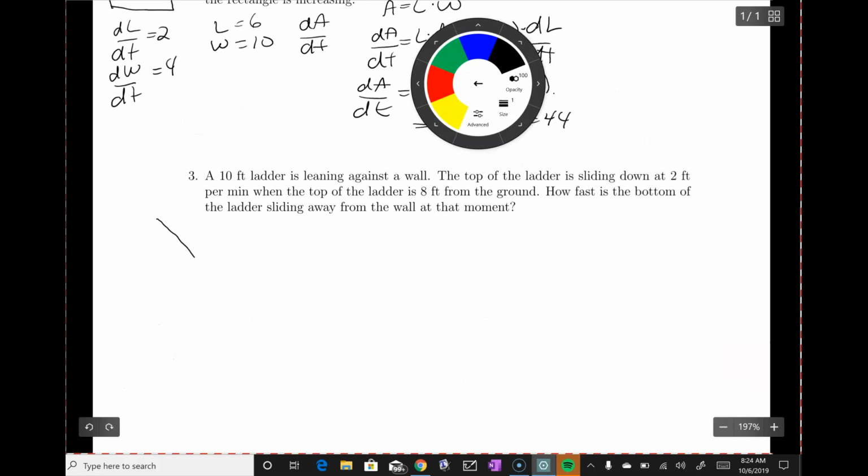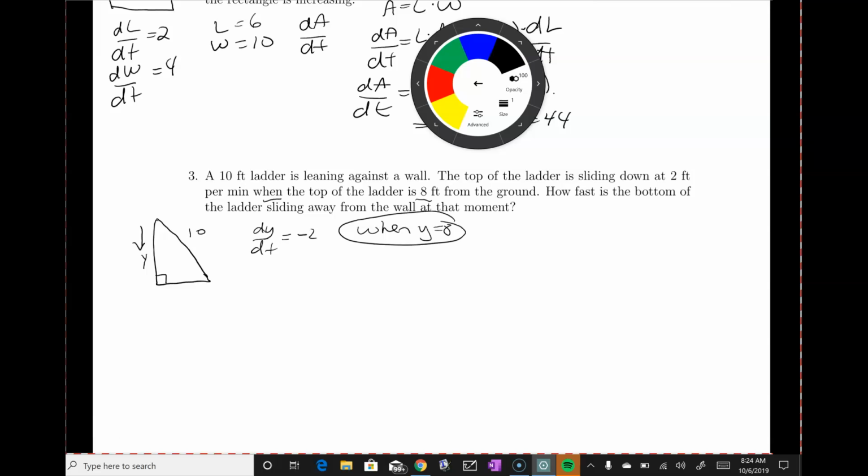Okay, so we have a 10-foot ladder leaning against a wall. That's not changing, so we're going to put the length of the ladder in there. The top of the ladder is sliding down, so I know the top's coming down, so this length here will be getting smaller. So dy over dt is going to be negative 2 because that length is getting smaller. So when the top of the ladder is 8 feet, that's telling me when y equals 8, save that information until after the derivative.